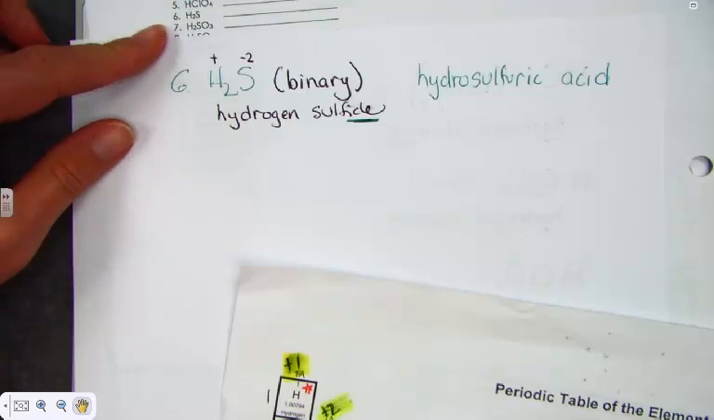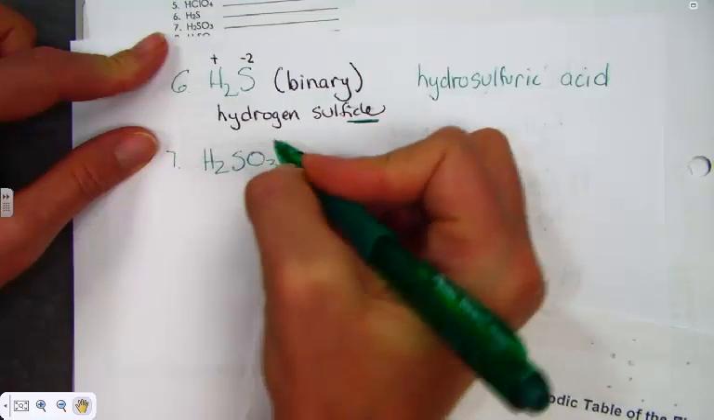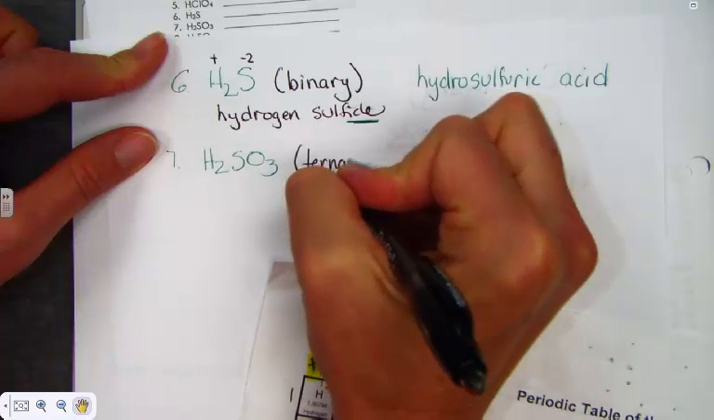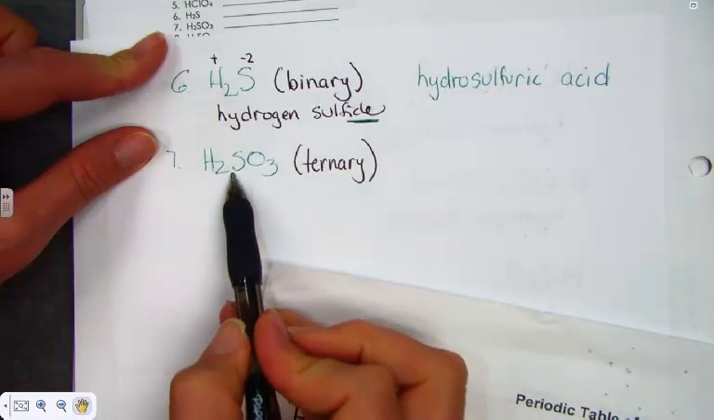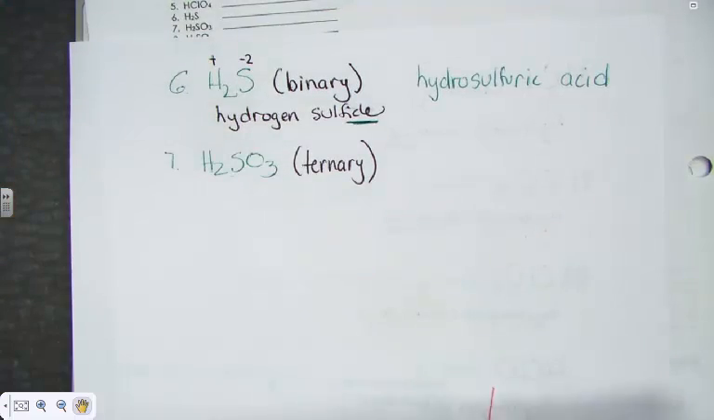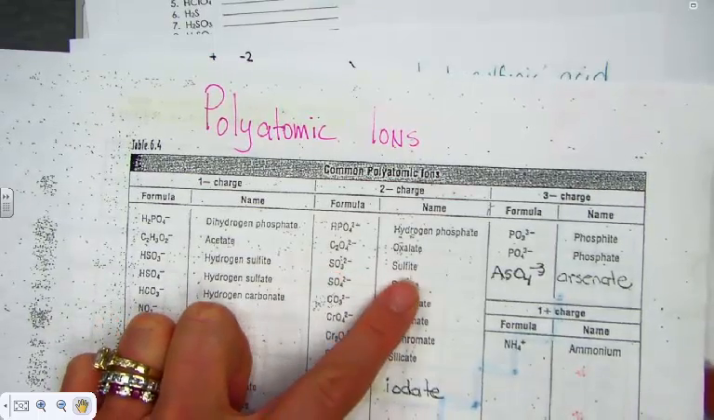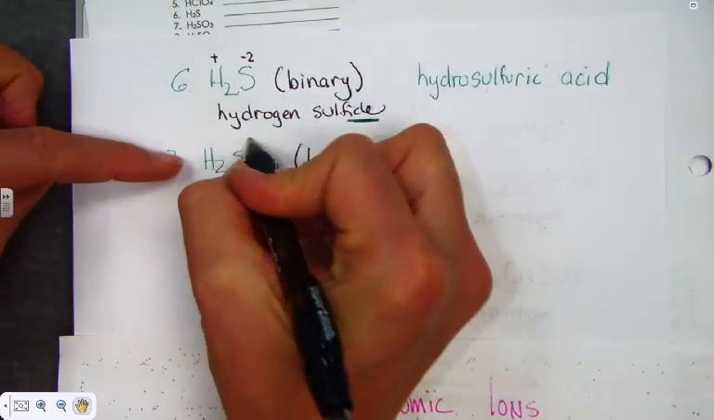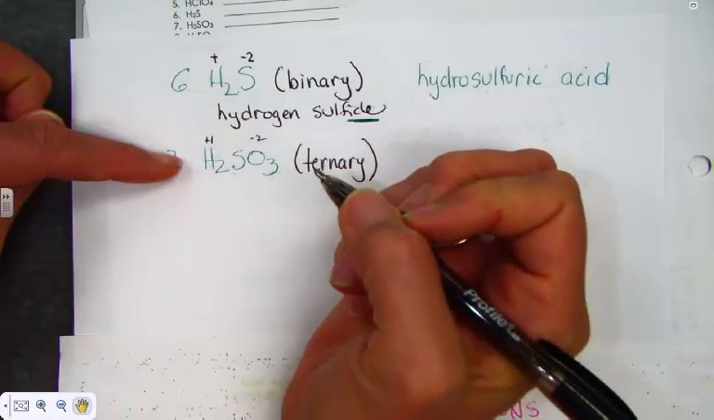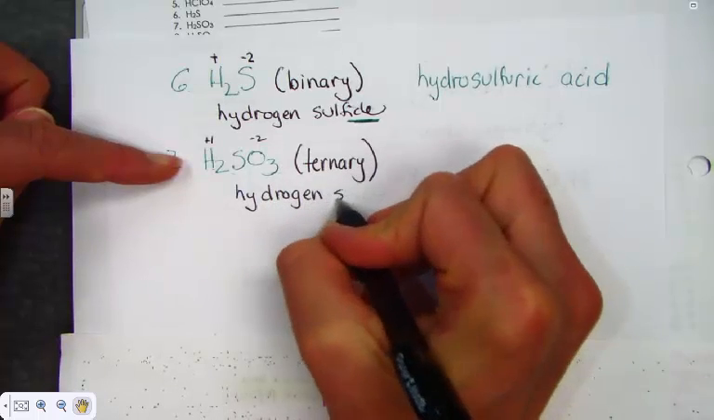Notice in number 7, H2SO3. I bet you recognize right with me that this is a ternary acid. Ternary. That means one of these is a polyatomic ion. Let's find SO3. It's called sulfite. Sulfite, SO3 -2. Do you see why now we have 2 H's in our formula? We're just balancing the charge. We would have named this hydrogen sulfite.